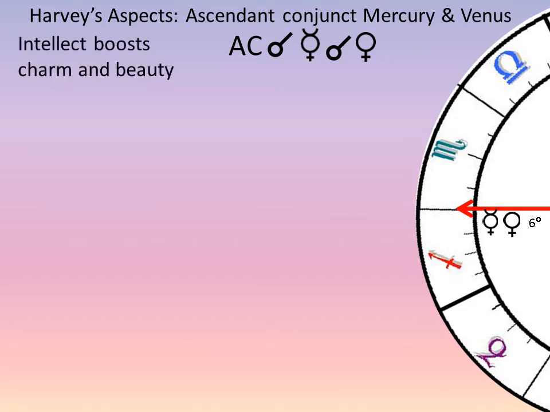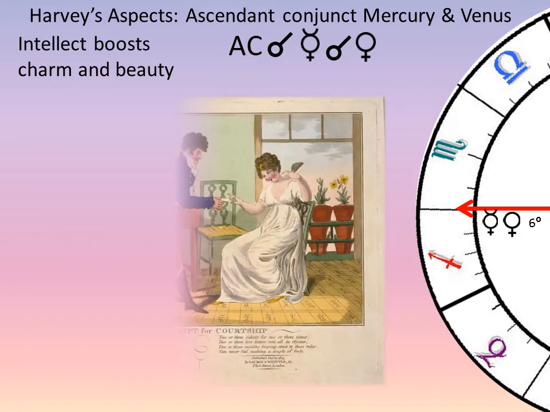So in this case, I look at the Mercury representing intellect that boosts charm and beauty. You know, the Venus is attraction, and Mercury is being very clever. So I see a lot of charm here.